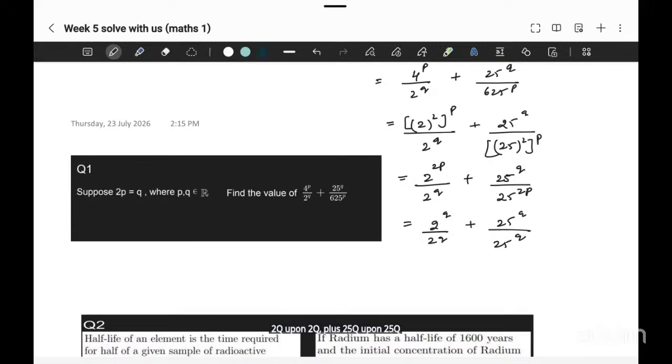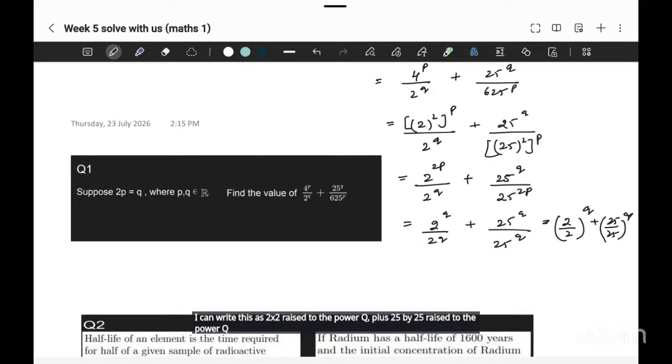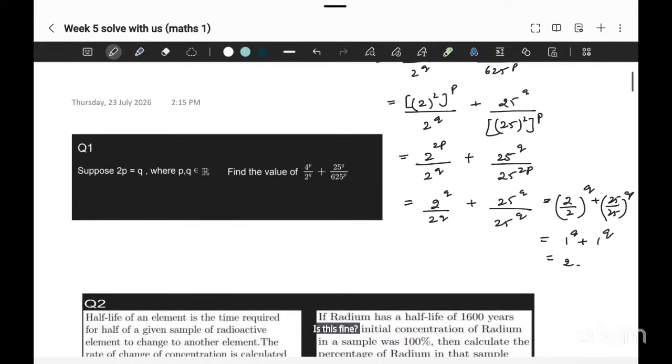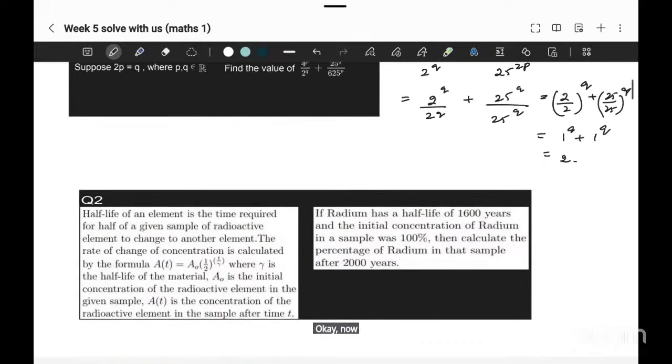So this will become what? I can write this as 2 by 2 raised to the power q plus 25 by 25 raised to the power q. Okay, this will get cancelled. So it will be 1 raised to the power q plus 1 raised to the power q, which is 2. Is this fine? Is this question clear? Yes, ma'am. Okay, now let's move on to the next question.